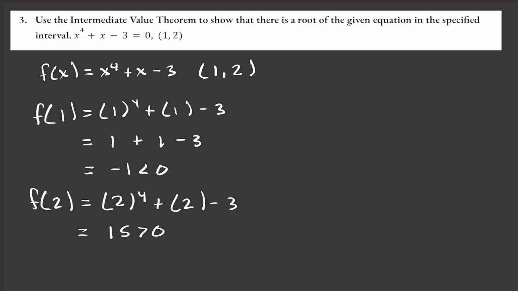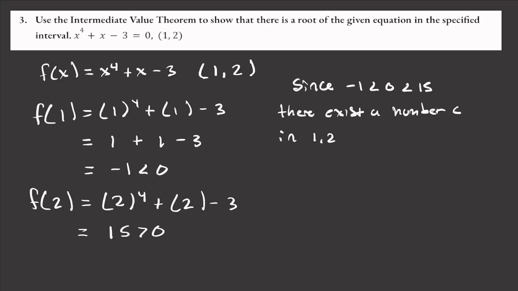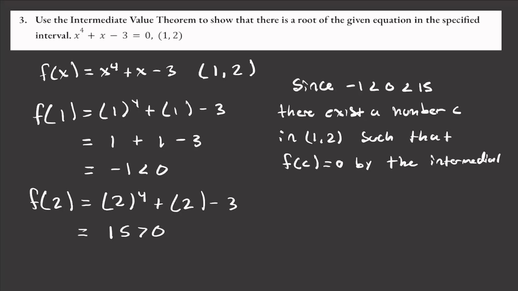So we can make the statement now that since -1 and 15 have a value of 0 between them, then there must exist a number c in 1, 2, the specific interval, such that f of c would be equal to 0 by the intermediate value theorem.